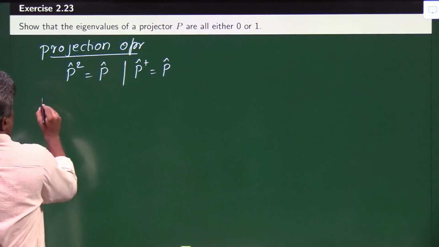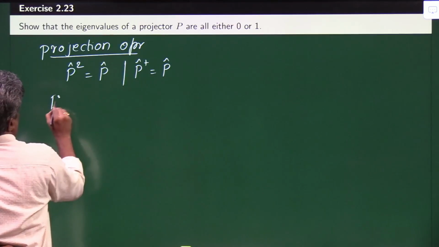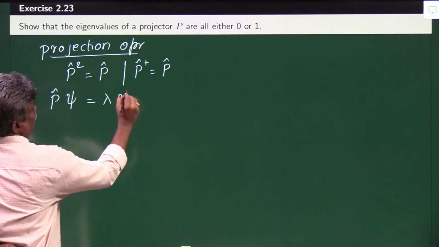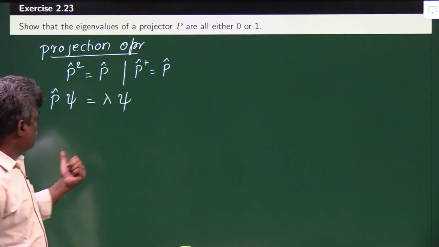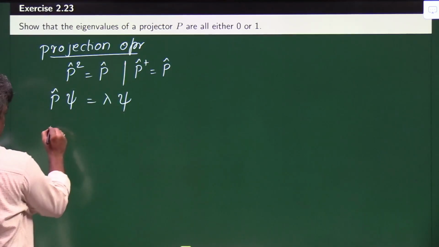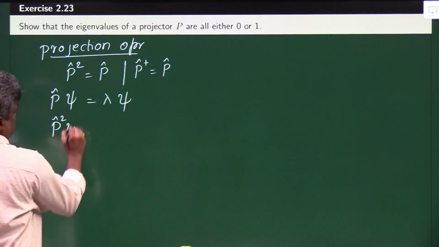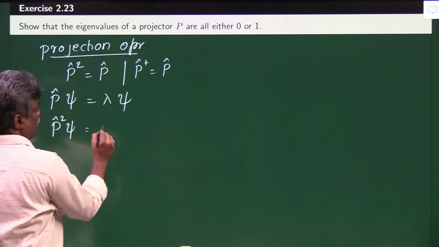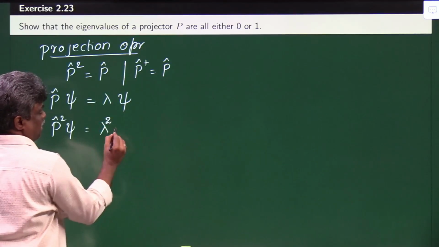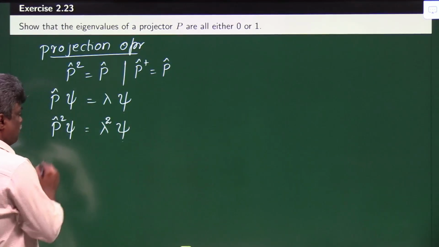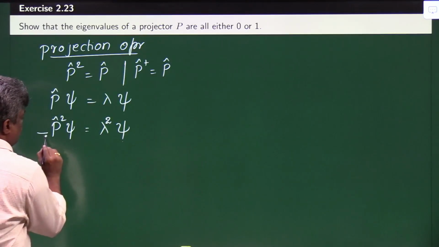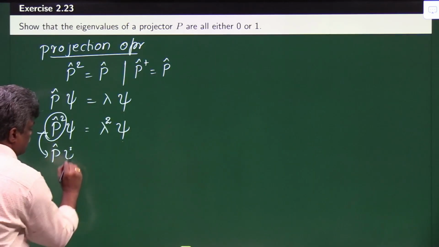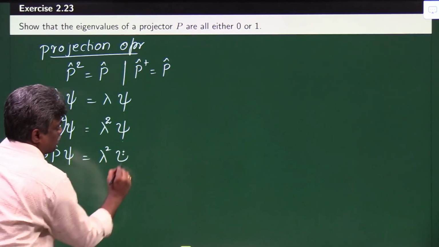Okay, so now I'm taking the eigenvalue equation corresponding to the projection operator, P psi equal to lambda psi. Let us suppose this is the eigenvalue equation. Now I am taking P square psi. What is the meaning of P square psi? Just operate two times on psi. One time operate lambda, one more time operate lambda, so lambda square psi. But we know one thing, this P square equal to P. That's why I can write this as P psi equal to lambda square psi.